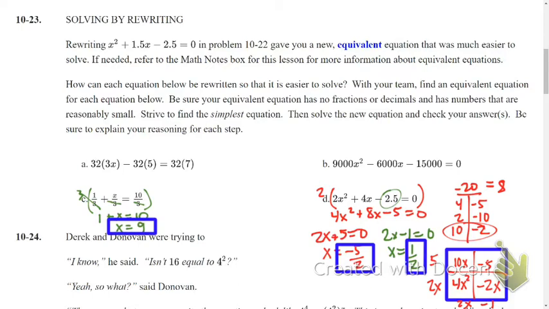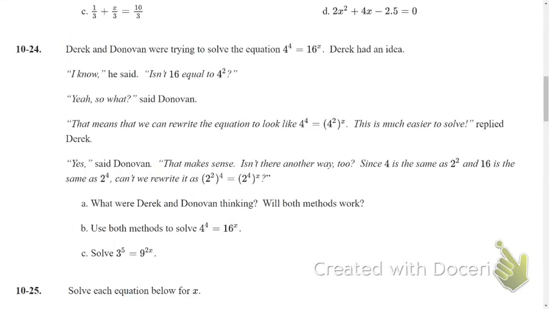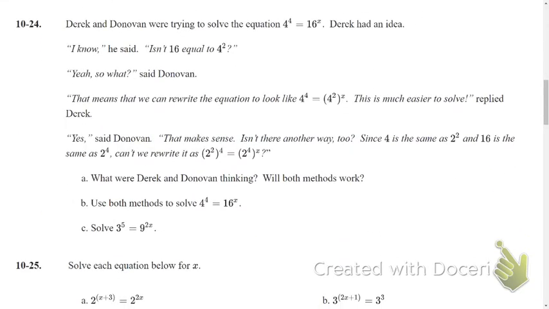Okay. Let's take a look at 10-24. It says Derek and Donovan were trying to solve the equation 4 to the 4th equals 16 to the x. Derek had an idea. Okay, so this is a very important problem. Because the previous problems you basically applied what you knew already to how to solve a problem you were already familiar with. However, this part, for the majority of you guys, you haven't really seen a problem like this before. At least I don't recall doing so in class.